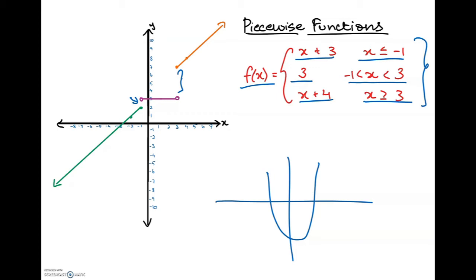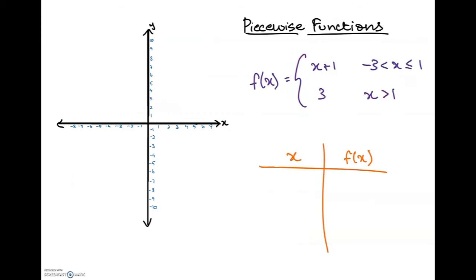In a lot of cases, you'll be given a graph and asked to write a function, or you'll be given a function and asked to draw a graph. So let's do another example. So now this is going to be our first example. We have a piecewise function on the right stating that f of x is equal to x plus 1, whenever x is greater than -3 and less than or equal to 1.